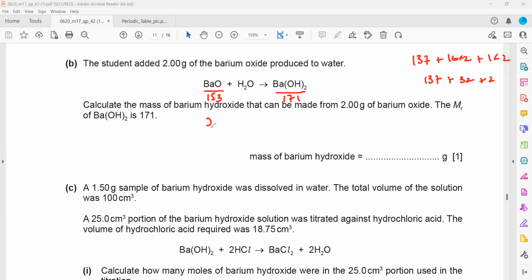So if we have 2 grams, then this will be X. Cross multiply: 171 times 2 divided by 153, this will be the value for X. So 171 times 2 divided by 153 is 2.235. So 2.235 grams, or usually we write the answer in 3 significant figures, so I can round off this 2.235 to 2.24.